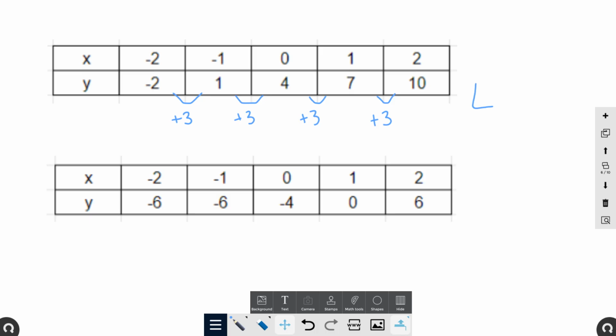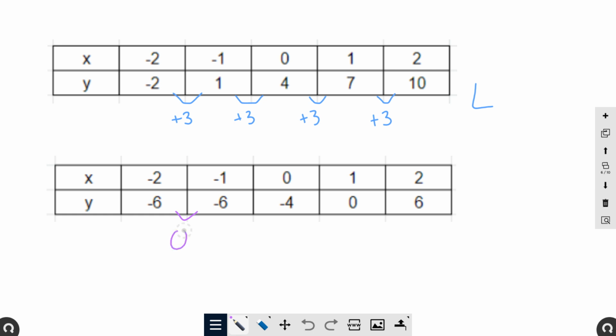So now we check quadratic. So quadratic said the second difference. So with that, I just do how many numbers are between. So how many numbers are between -6 to -6? 0. How many numbers are between -6 to -4? 2. How many numbers are between -4 to 0? And how many numbers are between 0 to 6? 6. This is called your first difference.